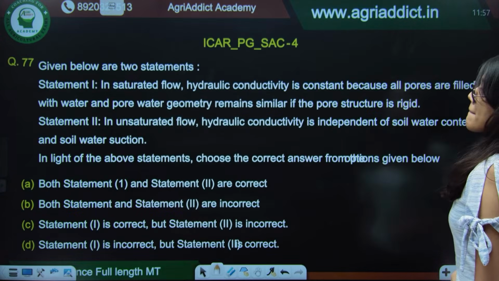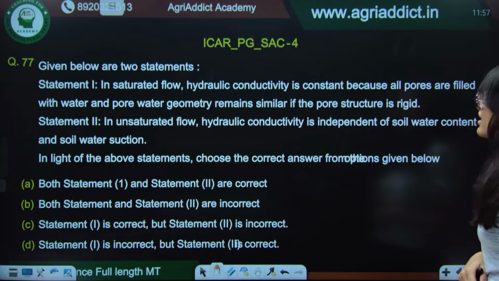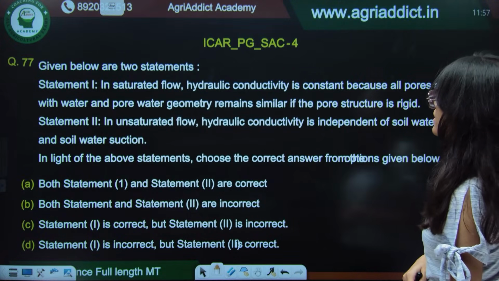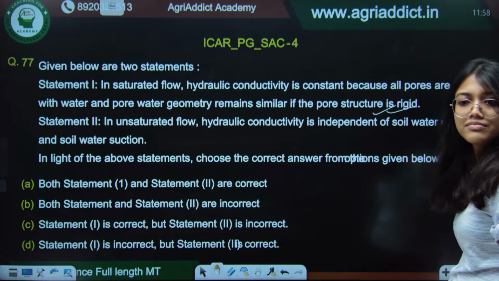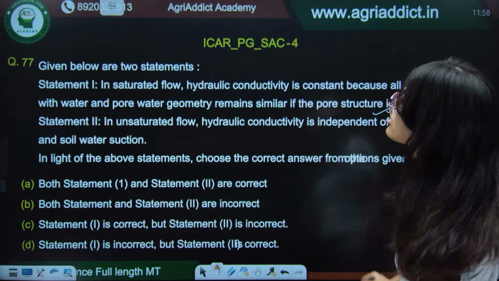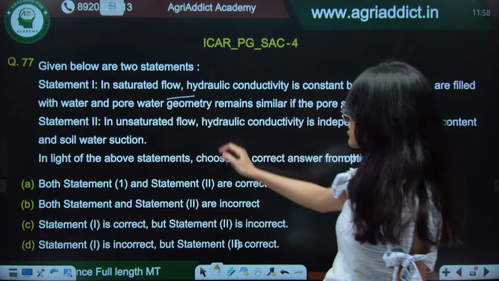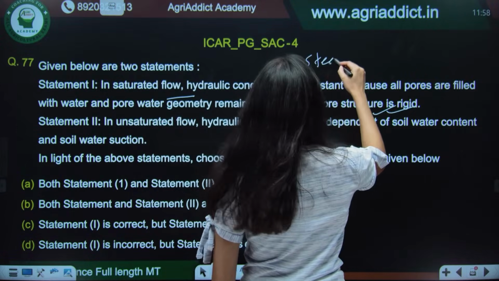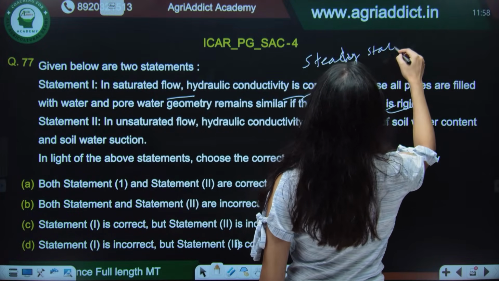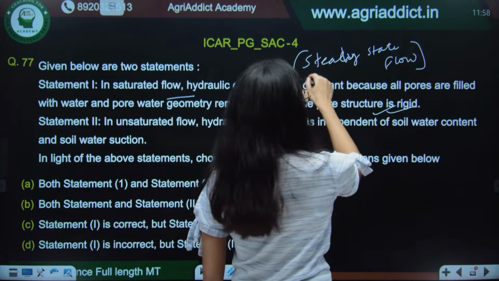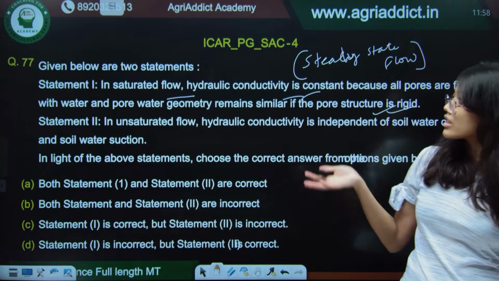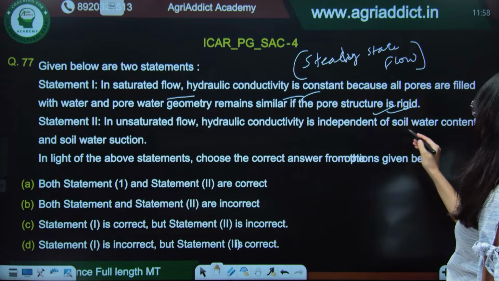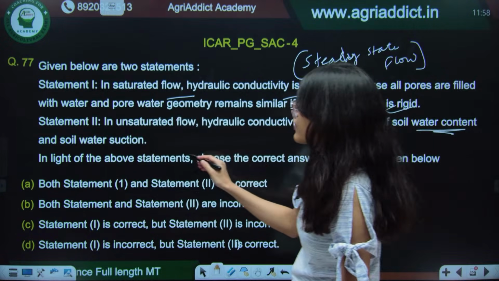Next, in saturated flow, hydraulic conductivity is constant because all the pores are filled with water and the pore water geometry will remain similar if the pore structure is rigid. Yes, you all are correct. In case of saturated flow, the hydraulic conductivity is constant. Saturated flow is also called steady state flow, right? And Darcy actually devised his equation in saturated sandy soils only. In unsaturated flow, it is independent of the soil water content and soil water suction.